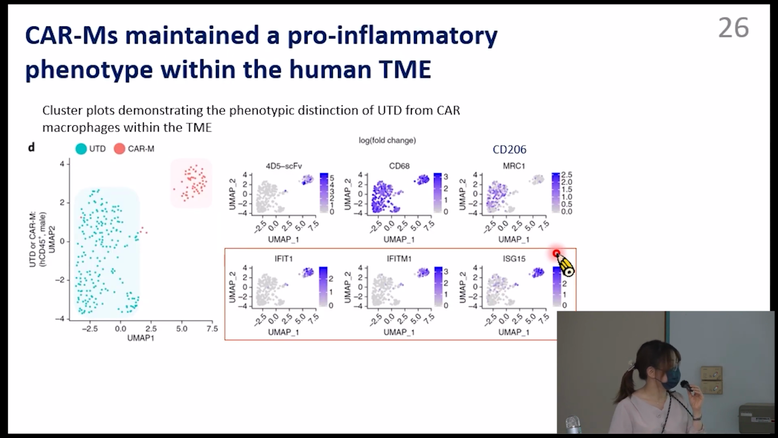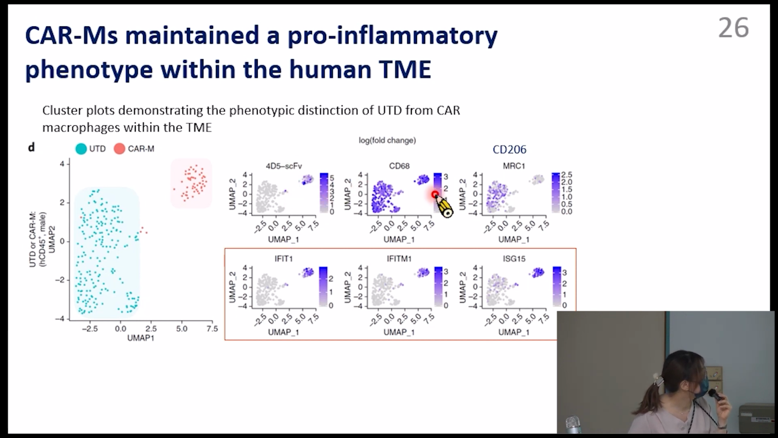So first, let us see the CAR macrophage in the tumor microenvironment. They can cluster different populations into the CAR macrophage and the control macrophage. You can see they are very different groups. And to analyze the gene expression, because they are CAR macrophages, only the CAR macrophage cluster can express the SCFV.